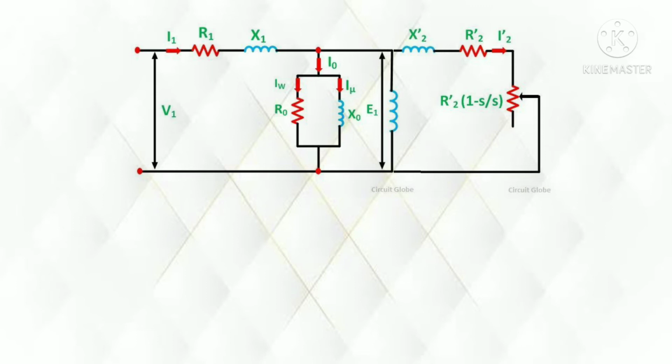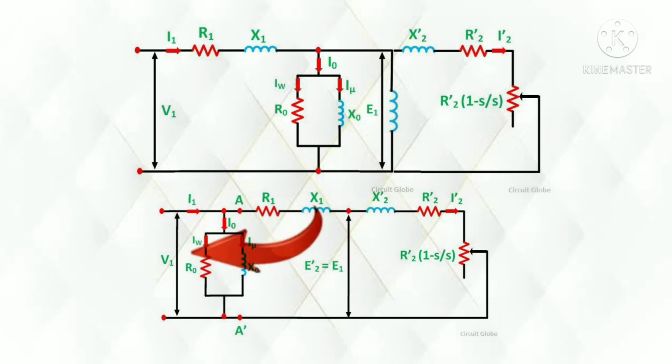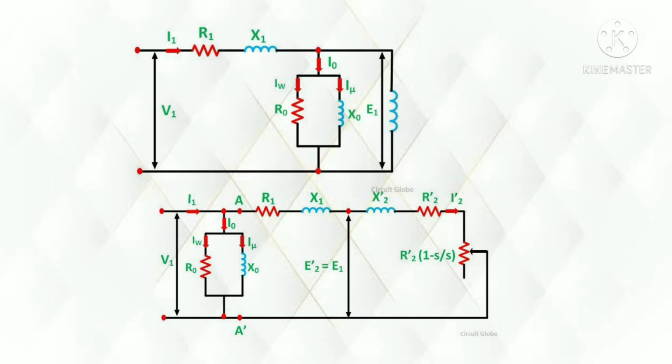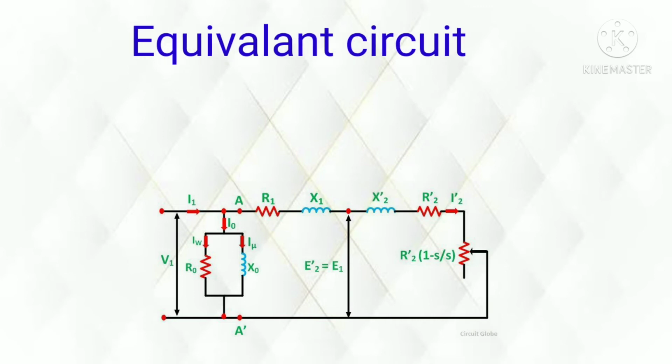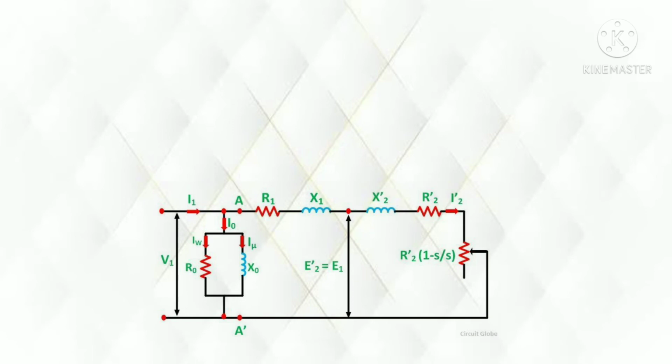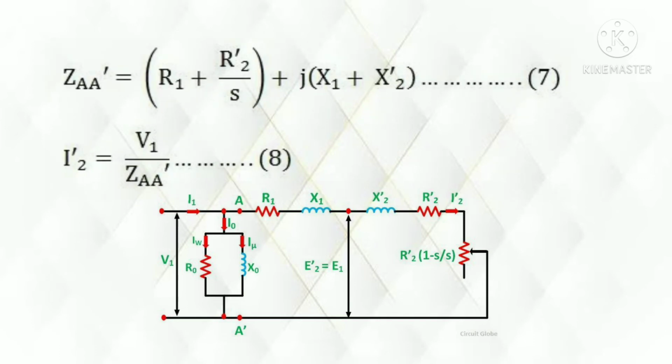The equivalent circuit is further simplified by shifting the shunt resistance R0 and reactance X0 to the input terminal, as shown in the figure below. The approximate circuit is based on the assumption that V1 equals E1 equals E2 dash. In the above circuit, the only component that depends on the slip is the resistance. All other quantities are constant. The following equation can be written at any given slip.